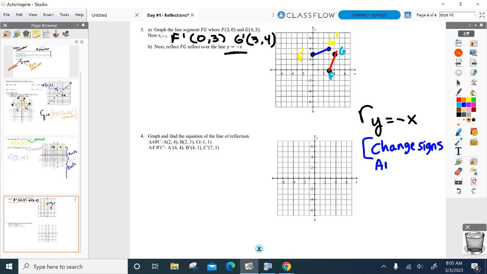And it's still y equals x, right? So I'm going to have to change the sign and flip coordinates. So you're going to do it all here for y equals negative x. Flip them and change the signs. Y equals x, I just flip them. Y equals negative x, flip them, and also change the signs for me.